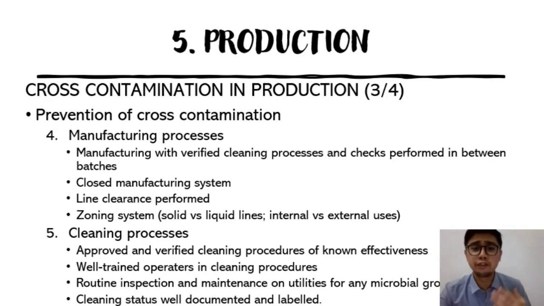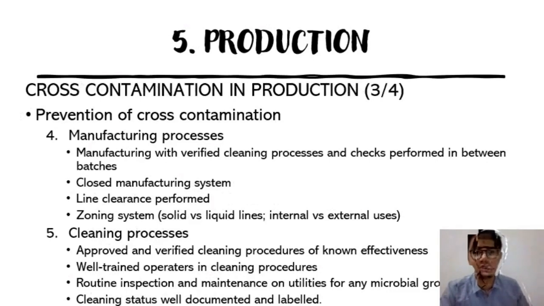The fifth measure is on the cleaning process itself. It must be approved and verified that the cleaning procedure is effective to completely clean the equipment or production area. Other than the procedure, the personnel executing the cleaning should also be trained and practiced in the documentation and labeling of the cleaning status of the equipment and the production area. Quality control personnel also should routinely conduct environmental monitoring in the production area for any microbial growth.